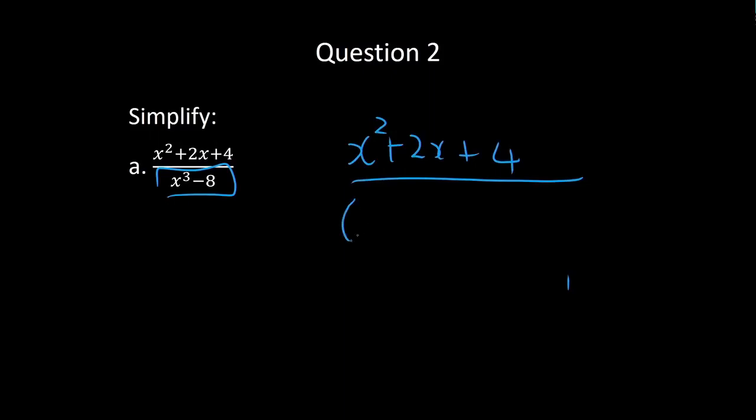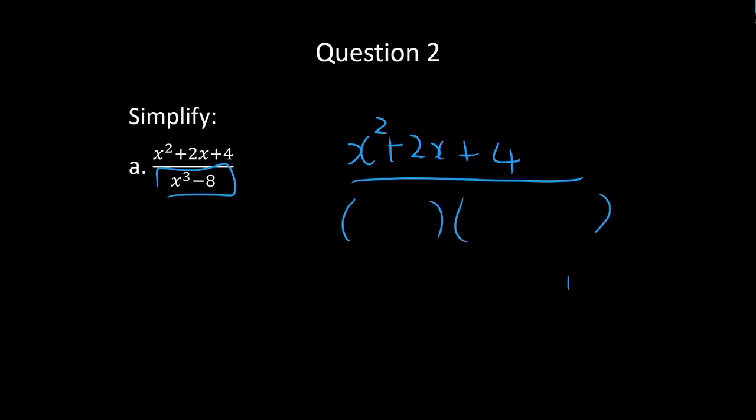Okay, so let's look at question 2a, and we're asked to simplify. The way we're going to simplify this is by factorizing the denominator. I look at the numerator, there's really not much I can do there, so I leave that exactly as it is. In the denominator, I recognize that I have a difference of 2 cubes.